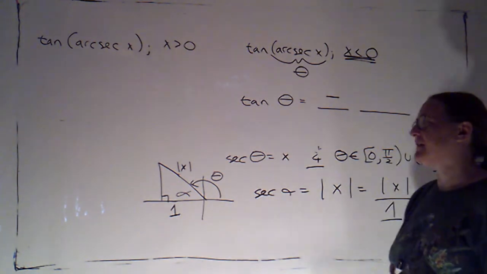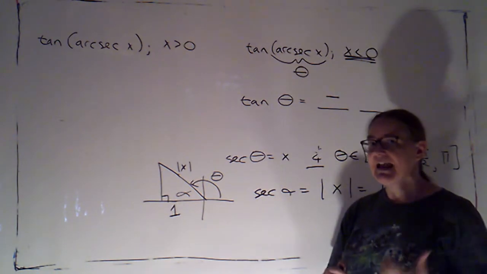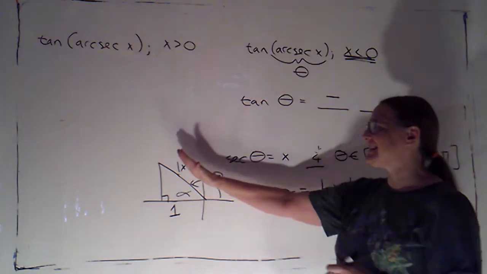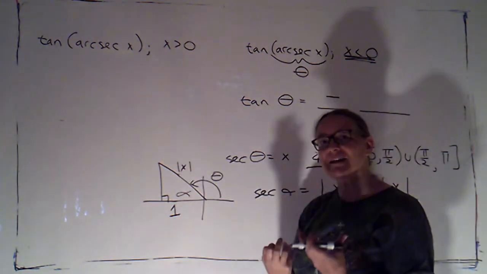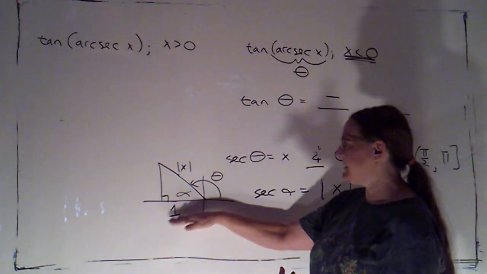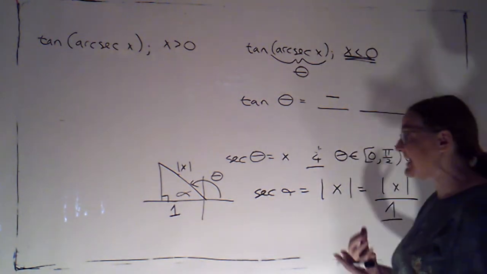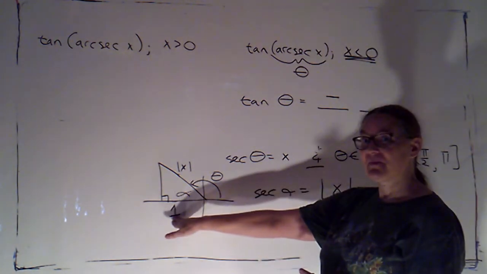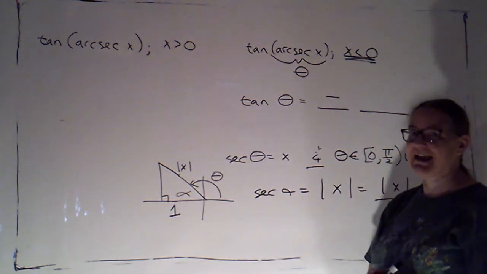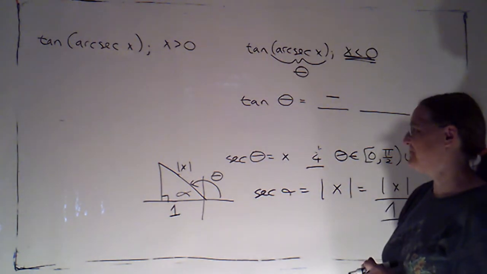One thing to point out here, if I were labeling things with signed sides, it would not be correct to put an x here because this isn't the side that's negative. The hypotenuse is always positive. The signed side that would be negative, if I were labeling this for theta instead of alpha, would be this side here. I'd have to have absolute value of x and negative 1 if I were labeling signed sides. x is not the length of any side in this triangle.